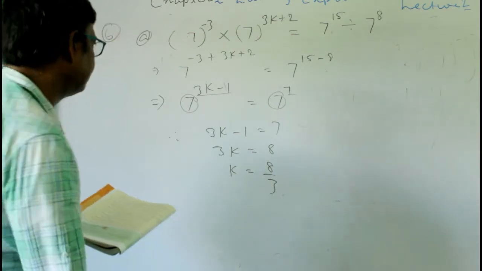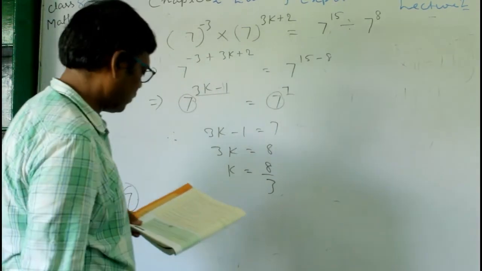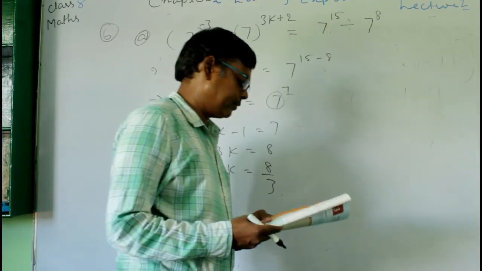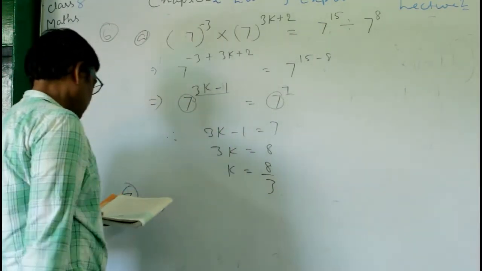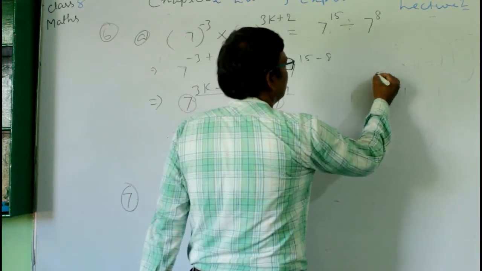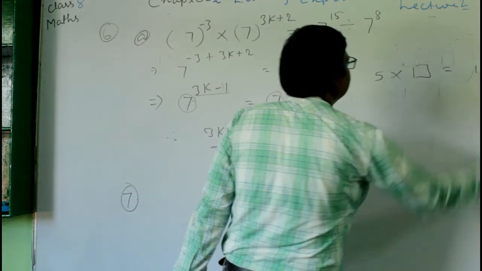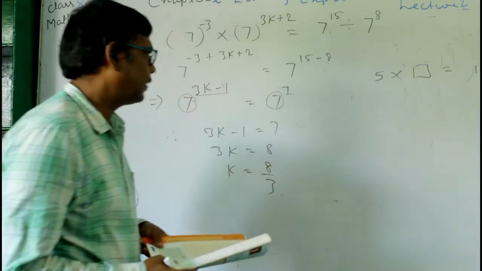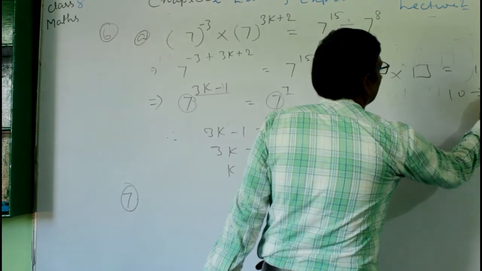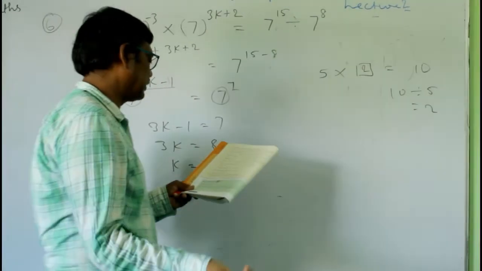Now question number 7. By what number should this be multiplied so as to get the answer 1? Suppose, by what number should 5 be multiplied so that the answer is 10? That is 10 divided by 5, that is 2. So the answer is 2 in this case. Similarly, you will think like this and then find the answer.